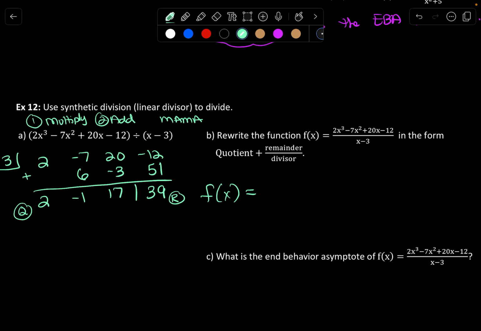So f of x, I'm going to use this, and because this was degree 3, we're now going to start with degree 2 in our quotient. So we have 2x squared minus x plus 17. And then our remainder is 39 over our divisor, which is x minus 3.